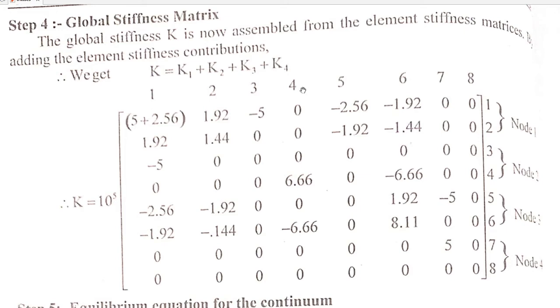So adding is very important here now. Either you can use the shortcut or what I taught you in the beginning. But if you use the shortcut, it makes you confused, so better you go for the usual method. So write the first column numbers and row numbers, 1 2 3 4 up to 8. 1 2 belongs to node 1, 3 4 belongs to node 2, 5 6 belongs to node 3, 7 8 belongs to node 4, times 10 raised to 5. So 1 1.